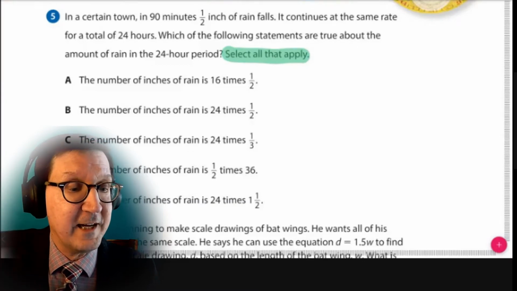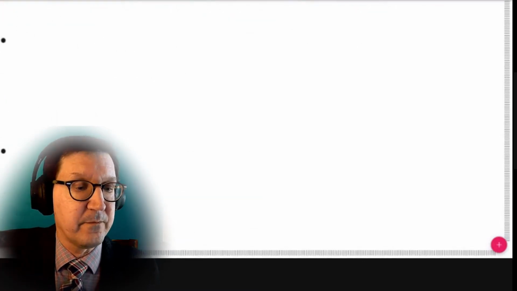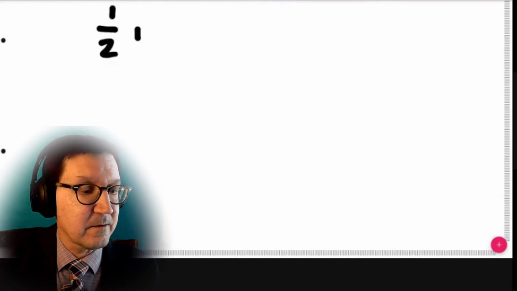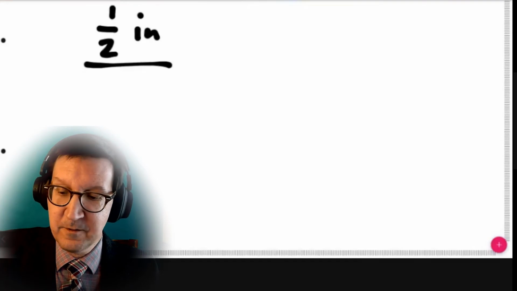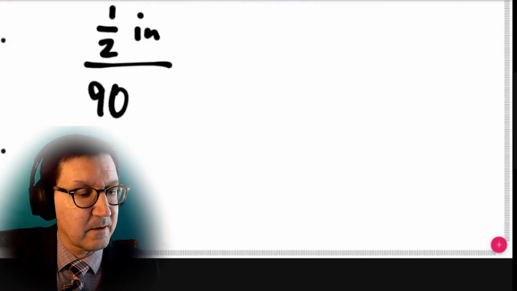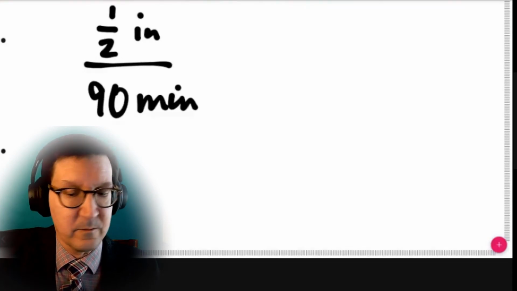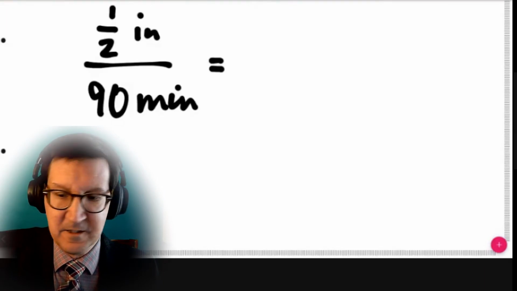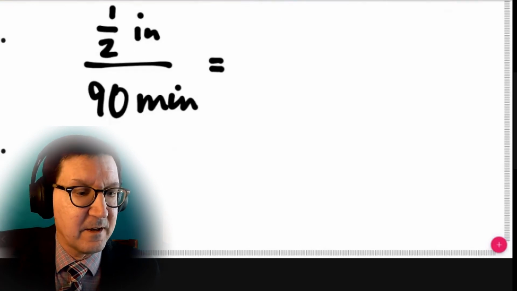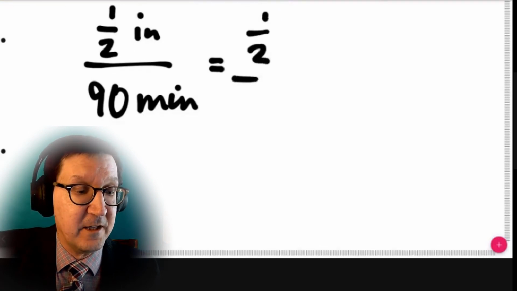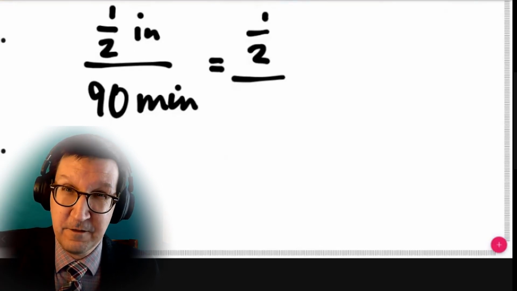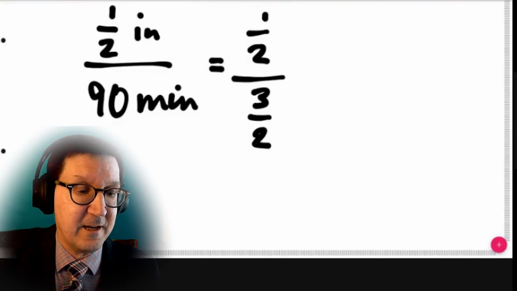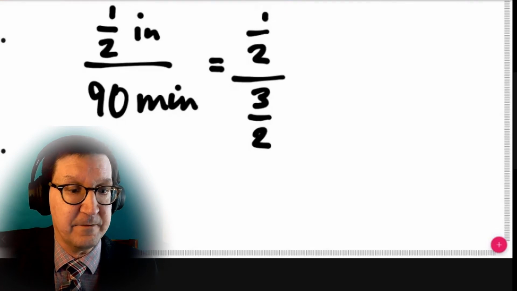So let's do that first. We have 1/2 inch per 90 minutes. Well, how many hours is 90 minutes? That's 1.5, right? So we can say it's 1/2 inch per 3/2 hours. Because 90 minutes is 1.5, and 1.5 is 3/2.